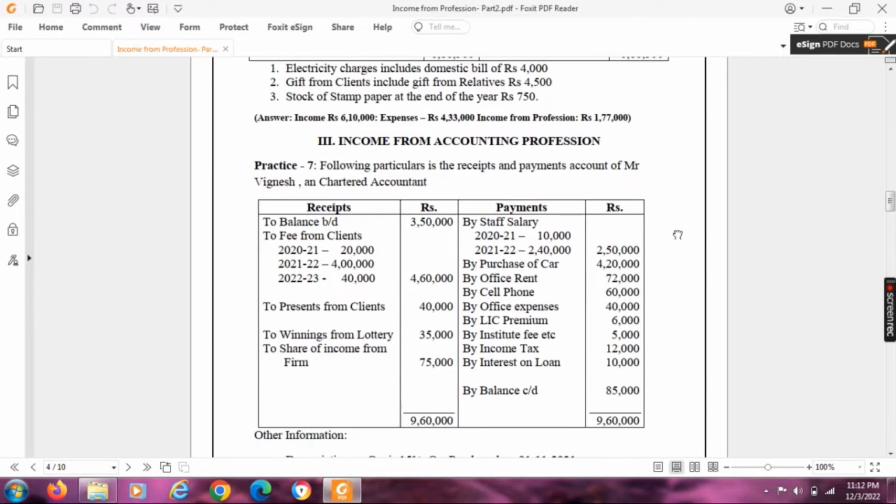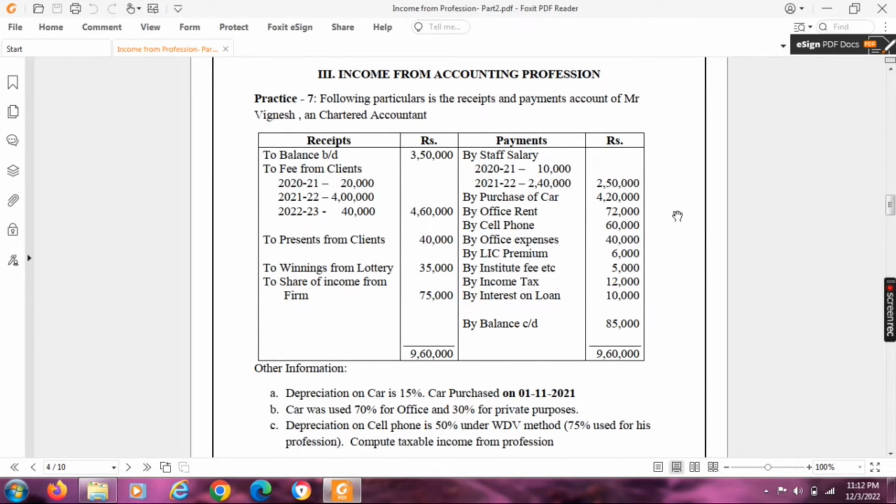Following particulars is the receipts and payments account of Mr. Vignesh, a chartered accountant. Receipts and payments normally start with the opening balance and end with the closing cash balance, as you know. So, fees from client for the entire 3 years, 4,60,000.